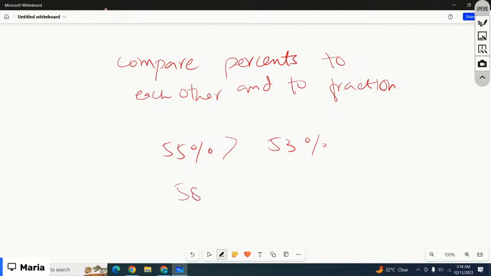If you have something like 58% and 48 whole 1 over 2%, both of them are in percentage, that is 58 and that is 48 and a half. So obviously 48% is less than 48 whole 1 over 2, right?